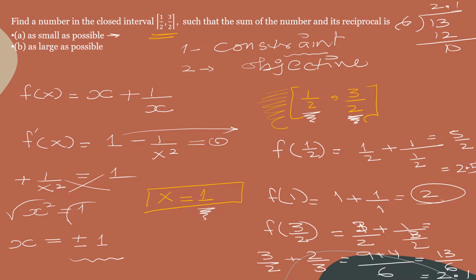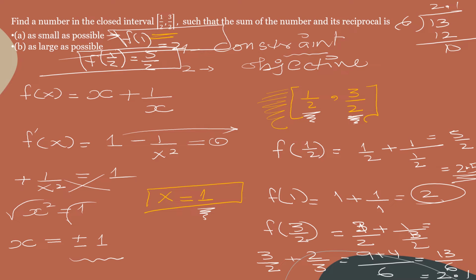So our answer for as small as possible will be f of 1 equals 2, and the largest value will be 2.5, that is f of half equals 5 over 2. So this is how we have to give our answers.